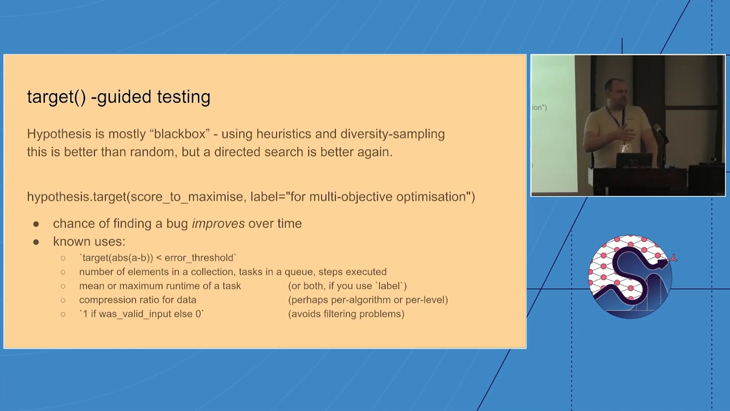In turn, this means that your chance of finding a bug with each test input actually improves over time rather than staying constant. A couple of uses that I found great: target the difference between things, your epsilon, being above an error threshold, or target the number of elements in some collection, or the number of unprocessed jobs in a queue, target the mean or the maximum runtime of something, target the compression ratio, or as a way to avoid filtering. If you want to write a test that applies to both valid and invalid data, you can just target a sort of binary of whether or not it's valid, so that it tries to spend relatively more time generating valid than invalid data, without rejecting the invalid data entirely.